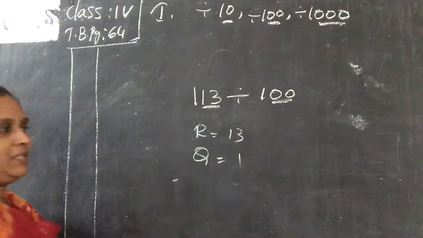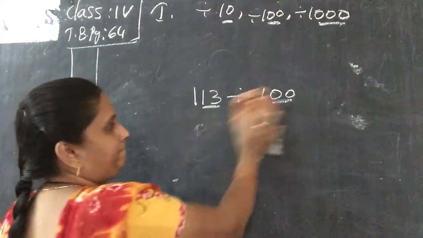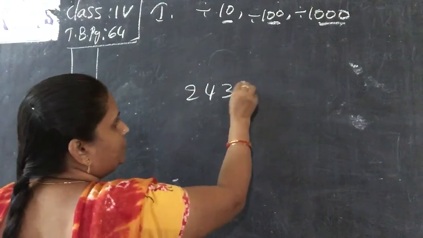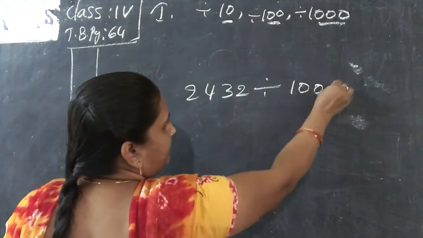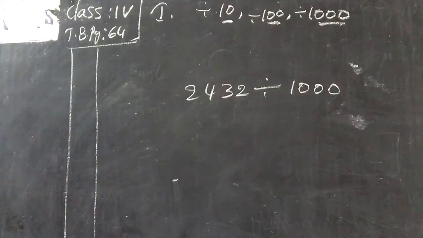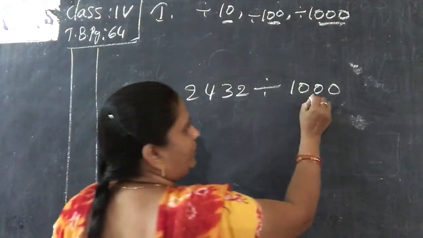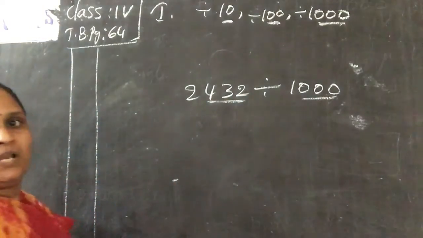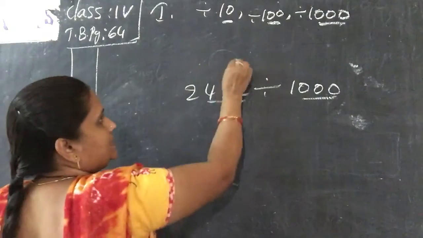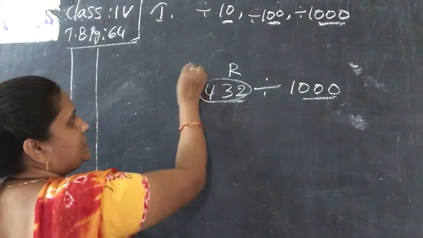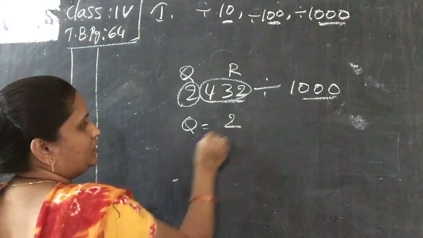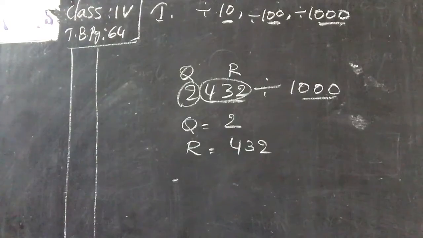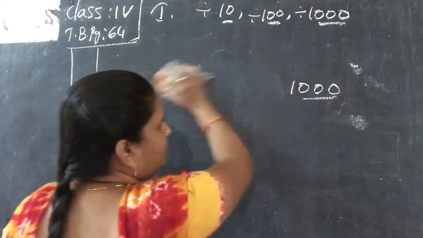Like that. And for 1000 also, the same concept. 2432 divided by 1000. In 1000 how many zeros are there? 3 zeros. So from the ones place leave 3 digits. The last 3 digits will be known as the remainder and the first digit will be the quotient. Quotient is equal to 2, remainder is equal to 432. So without doing the workouts we can do like this.